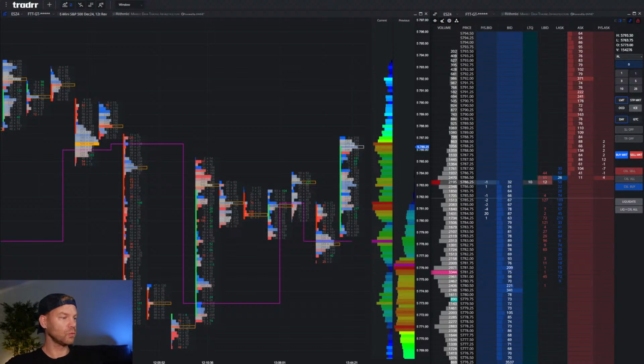Yeah, so got the footprint set up again. Added a little developing VPOC. Was going to add a session statistics simple indicator with highs, lows, previous close. Didn't seem to be working very well so far, although I tested it on another chart, so maybe by the end of the week.